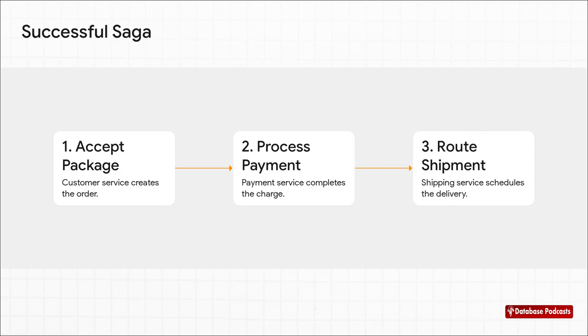Let's actually see this in action with an example. First, the inventory service runs a local transaction to reserve an item. Success. Then it passes the baton to the payment service, which runs its own transaction to process the payment. Success again. And finally, the shipping service runs its local transaction to get the delivery scheduled. This is what we call the happy path. Every step succeeds, one after the other, and the business goal is achieved without any service ever having to lock up another service's data.